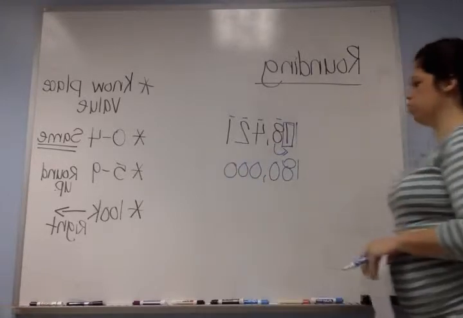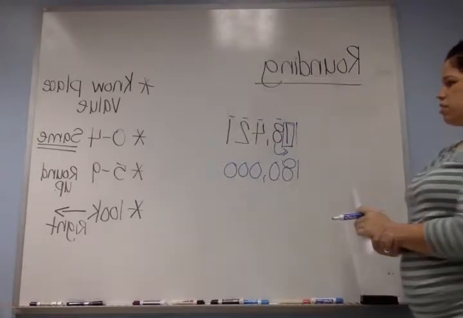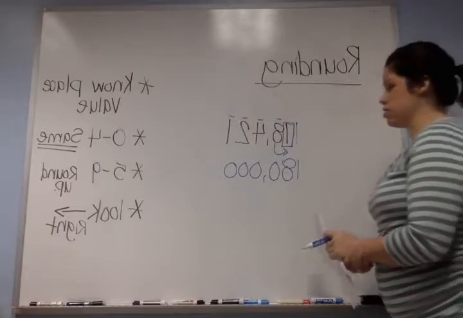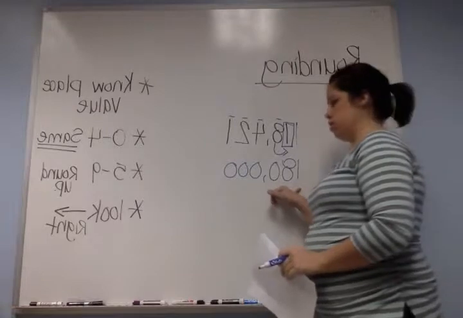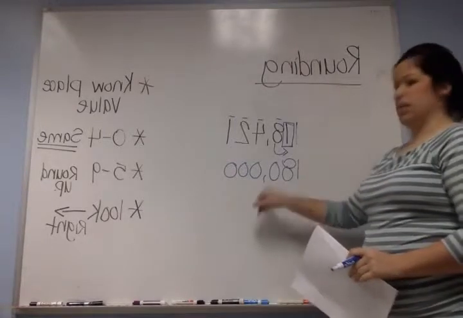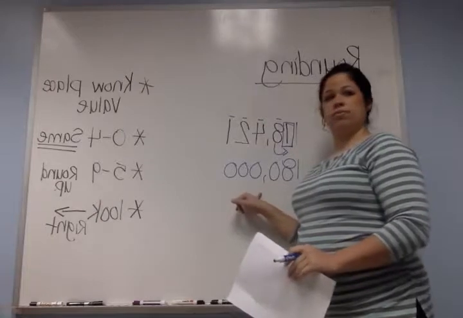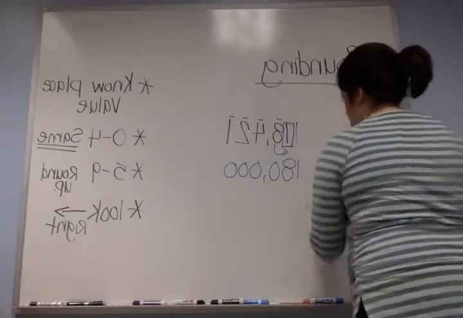So if we look at the number 178,421 rounded to the nearest 10,000s, what is that going to round to? 180,000. Are there any questions? Good job. All right, let's try another one.